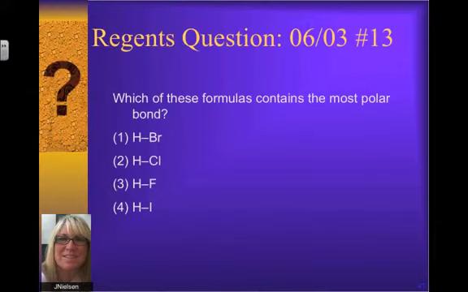So, most polar, you're going to look up the electronegativity difference. So H is the constant in all of these. So you just really have to look up which one of these, Br, Cl, F, and I, has the highest electronegativity. Well, we already know it's fluorine, because fluorine is the bully of the table. It's kind of in between the 2 and the 3, but it's the 3.